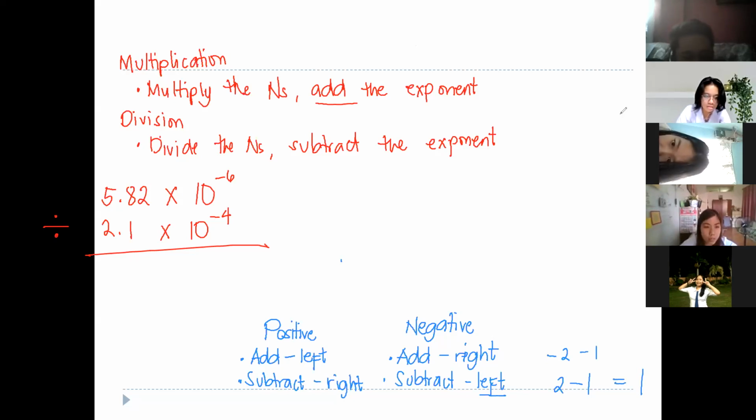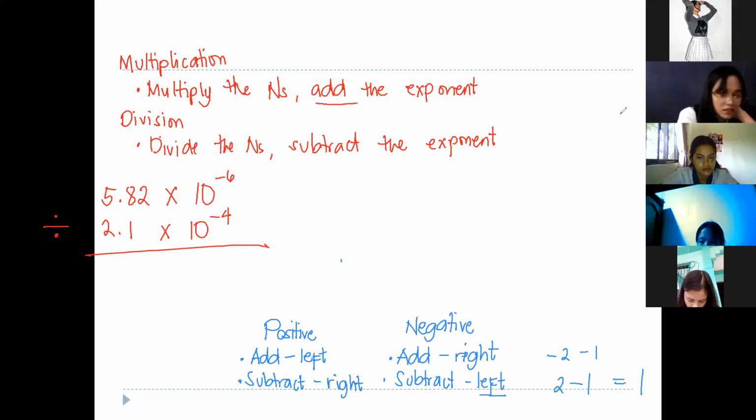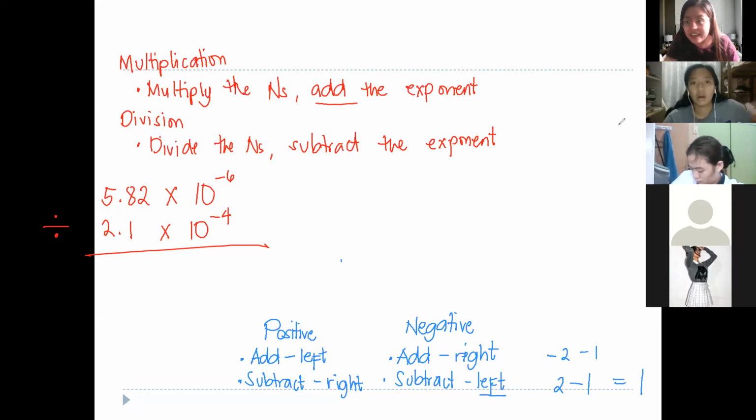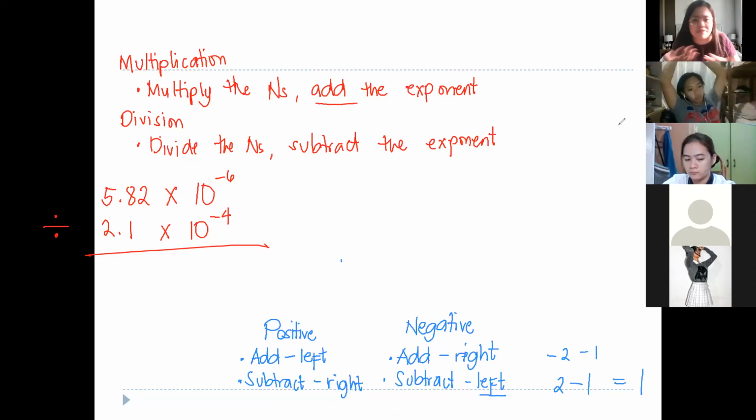Ma'am, may question po ako. Di ba po negative 1 yung kanina? Pwede po ba na pag 1 lang ang value, hindi na ilagay yung exponent? Pag positive 1, that's the time pwede natin hindi ilagay ang exponent. But if it is negative ang exponent, you really have to write the 1. Applicable lang yun siya class sa positive na exponent. But for the negative one, you really have to write the number, even if it is just 1.